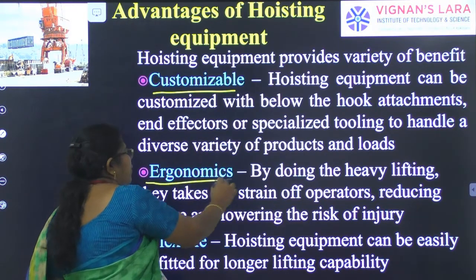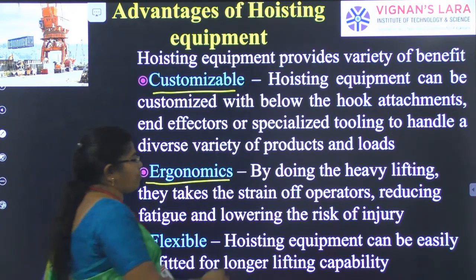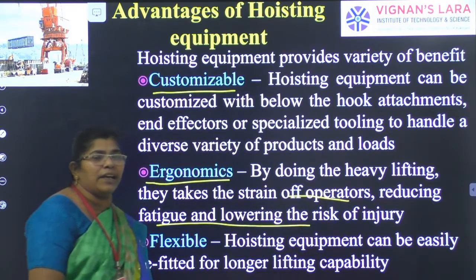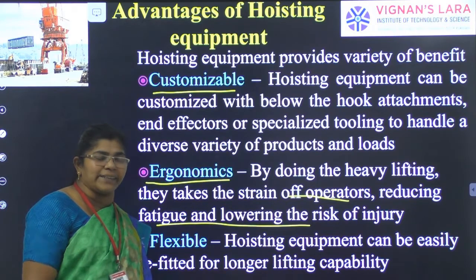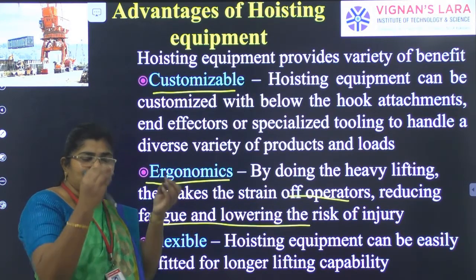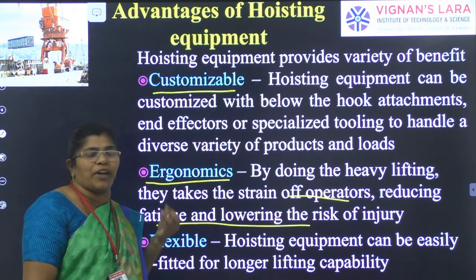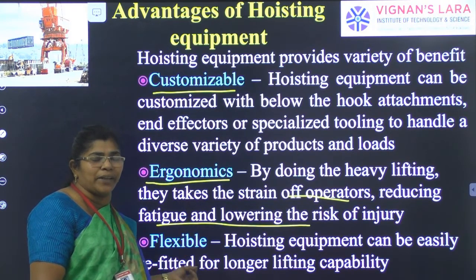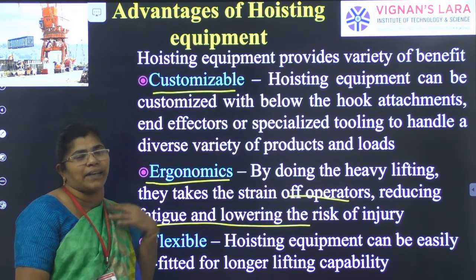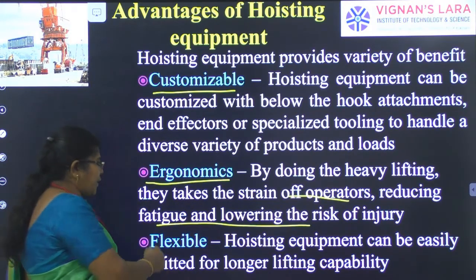The second one is ergonomics. Ergonomics means they take the strain of the operators, reducing fatigue and lowering the risk of injuries. If a man has to lift that much of load, his entire body will be strained. If there are any accidents due to the falling of the load, there will be loss of life, loss of parts of the body, everything. All of this can be minimized. Even the strain that is caused to the person can be minimized with the help of this hoisting equipment.